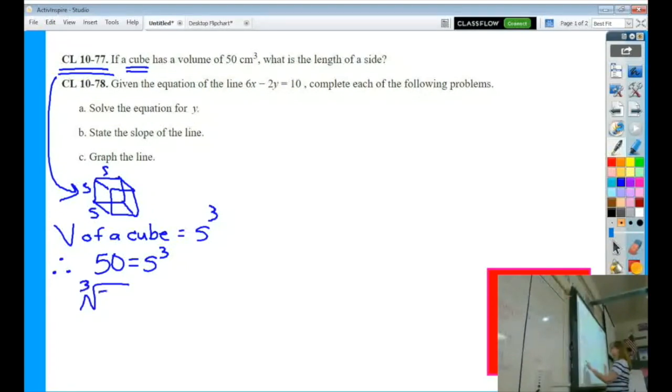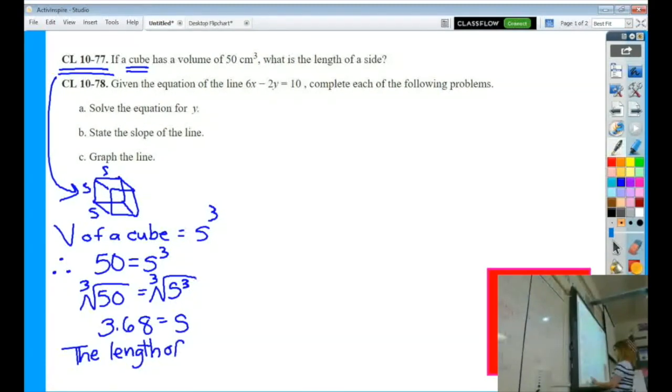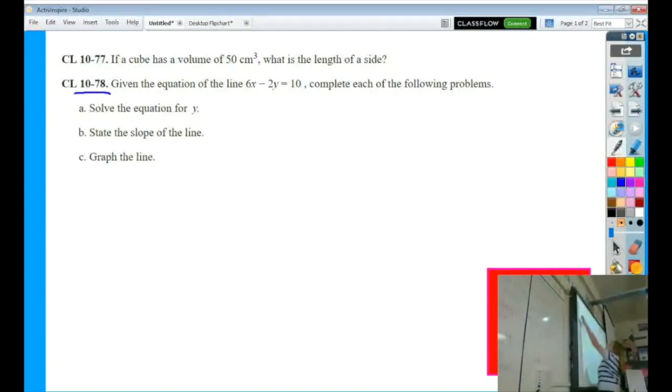Now all we have to do is take the cube root of both sides, and we end up with approximately 3.68 equaling the side. So we can say that the length of a side of this particular cube is approximately 3.68, and that's in centimeters.